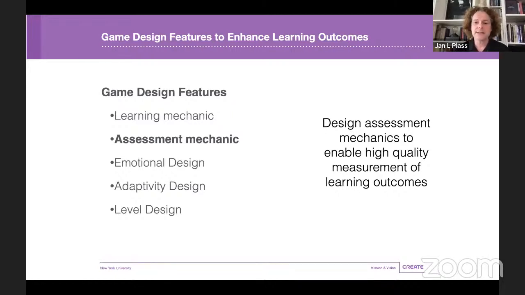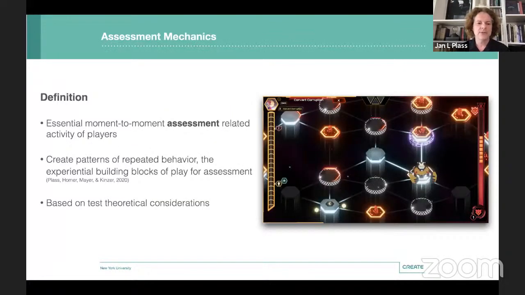In contrast, assessment mechanics should be designed to enable high quality measurement of learning outcomes. So if we think that we can use a game to assess outcomes, we need to think about different mechanics, because now our goal is to have essential moment-to-moment assessment related activities. So if I want to measure something, then I may design very differently than if I want to teach something. So here we create patterns of repeated behavior that become the experiential building blocks of play for assessment.